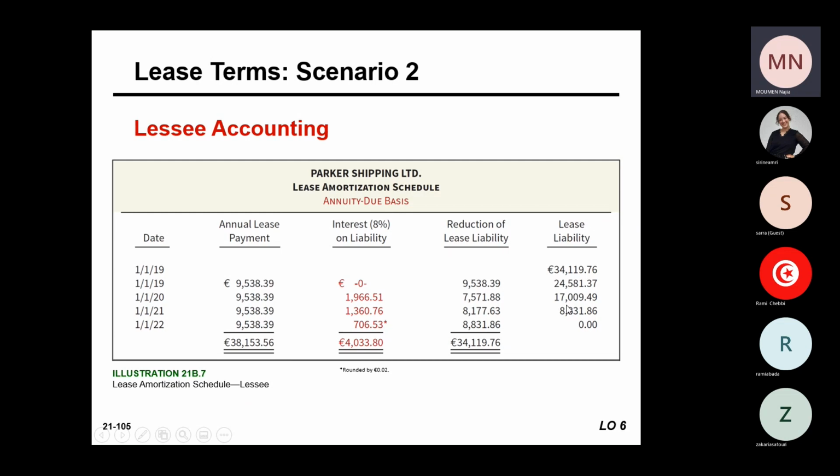For this amortization schedule for the lessee, as we used to do, remember for the first payment there is no interest expense to be accrued. For that reason, that's the entire reduction of the lease liability. That's only for the first year. Then we have to allocate the annual payment between the reduction in the lease liability and the interest expense, which we measure by multiplying the 8% with the carrying value of that lease liability.